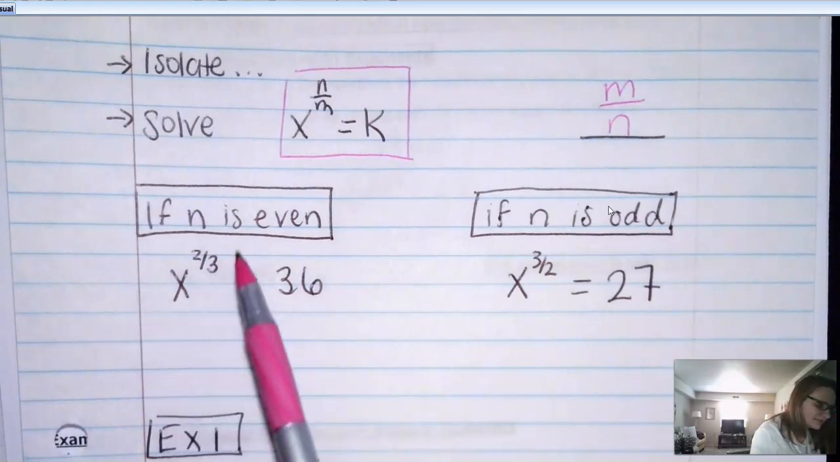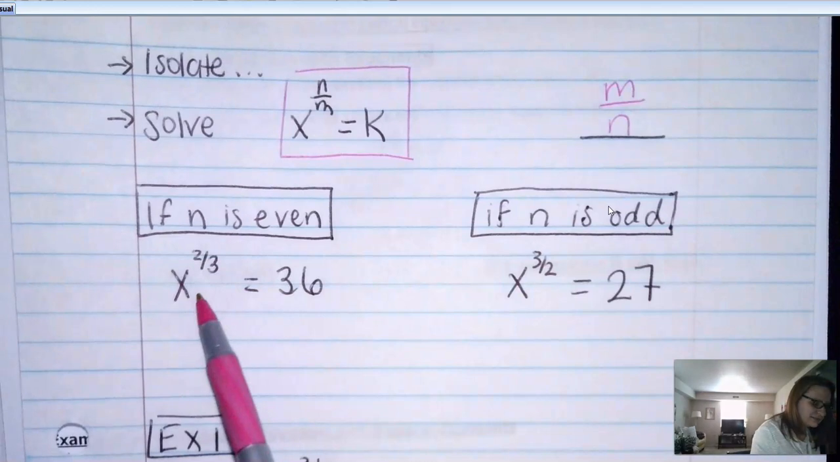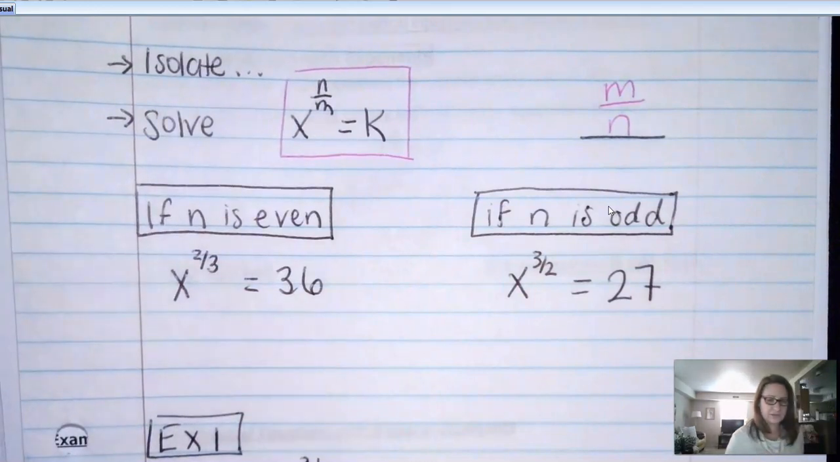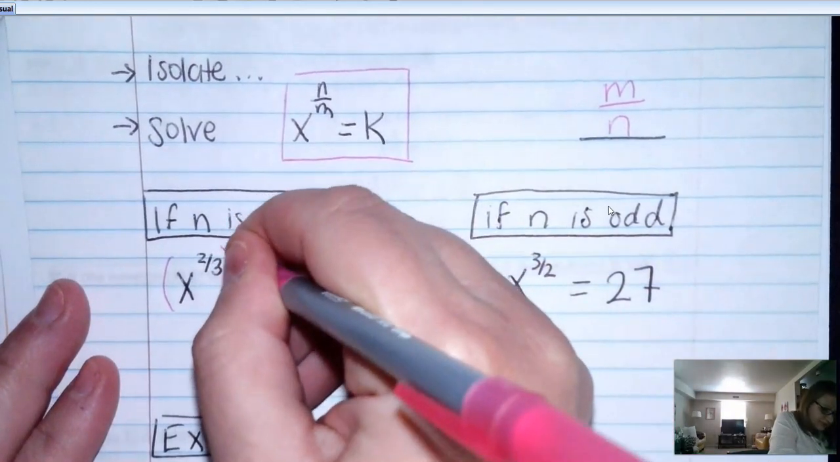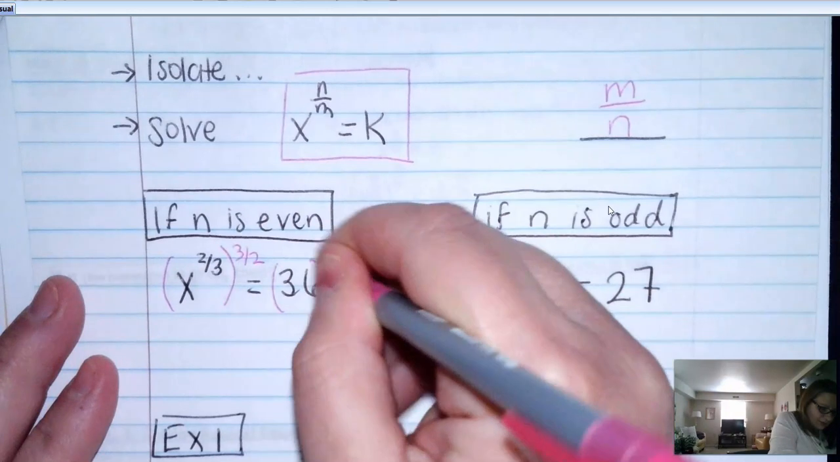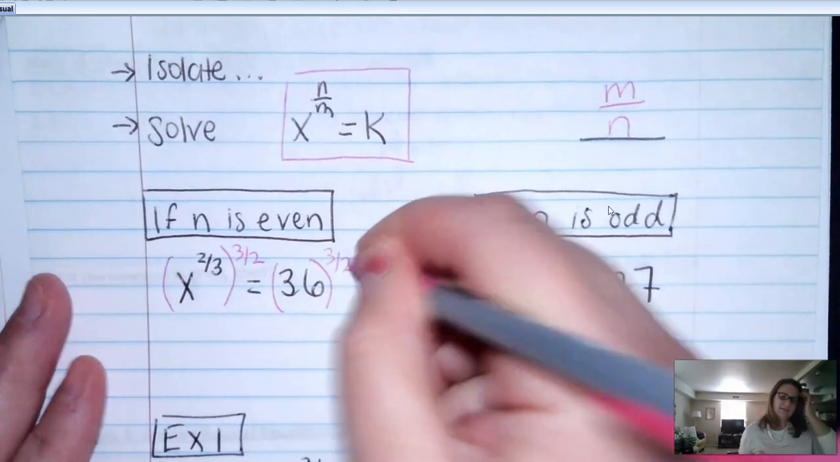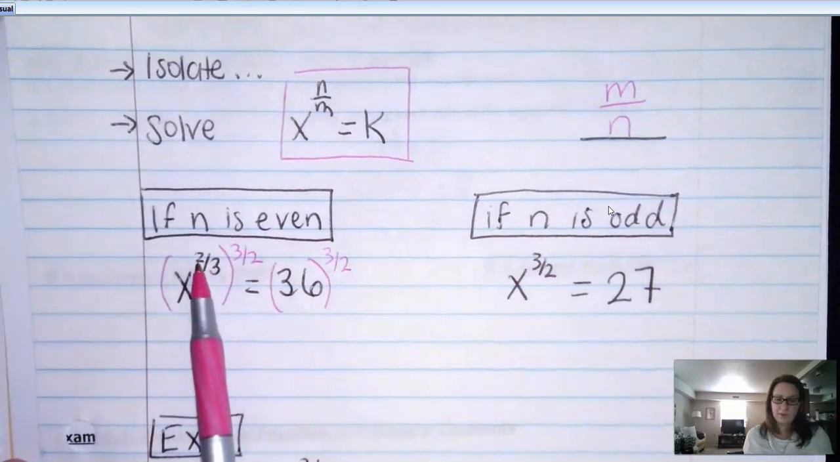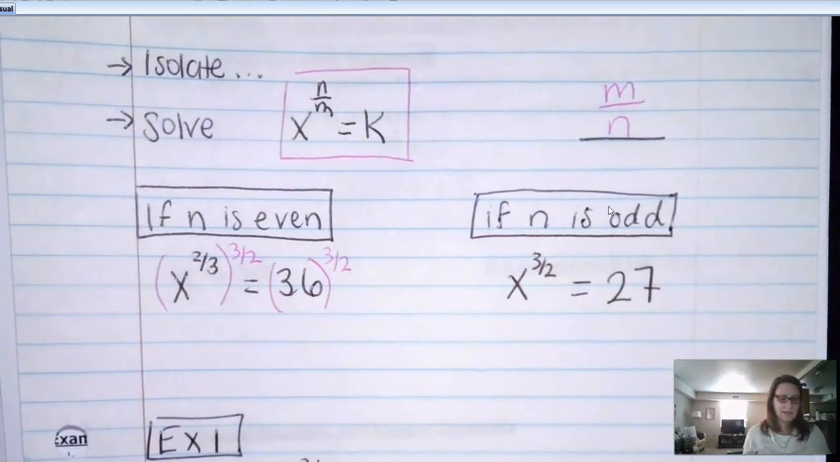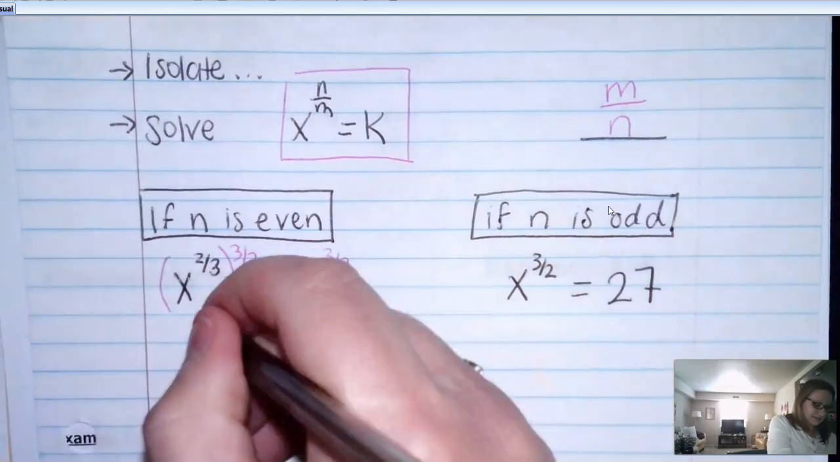Okay, so here's the deal. This is x to the 2/3 power equals 36. What I want to do to cancel out that exponent is raise both sides to the reciprocal power. Now, if I multiply 2/3 by 3 over 2, it becomes 1, and what we're going to be left with here is just a plain x.